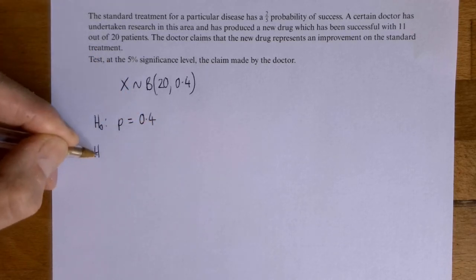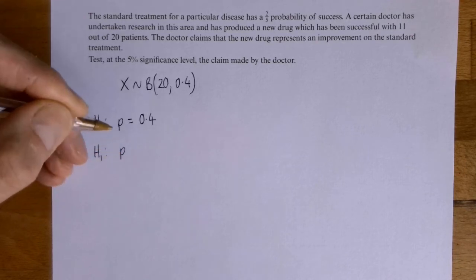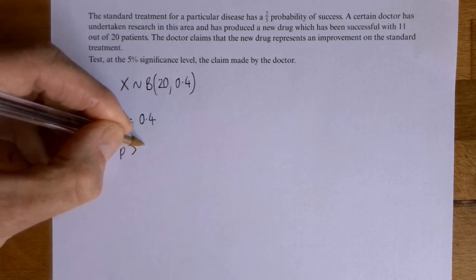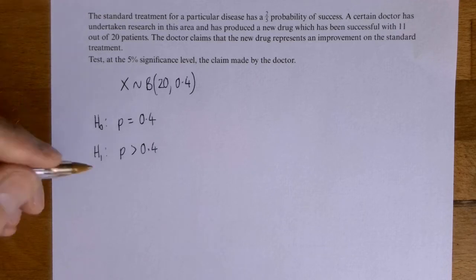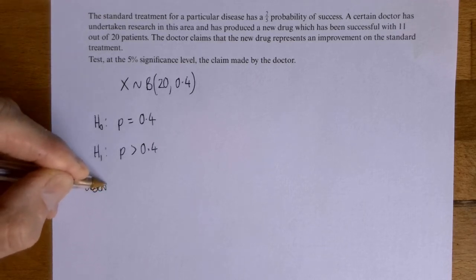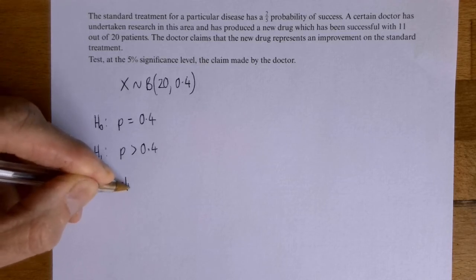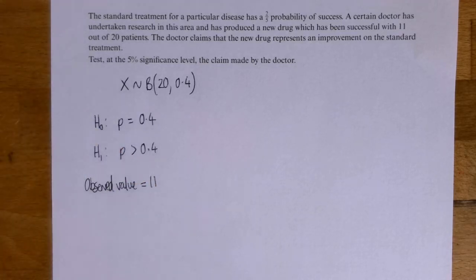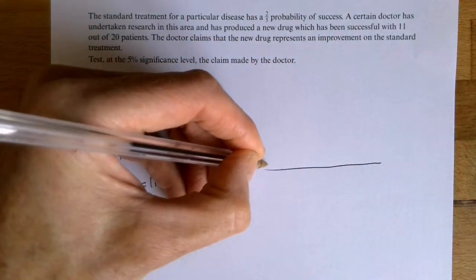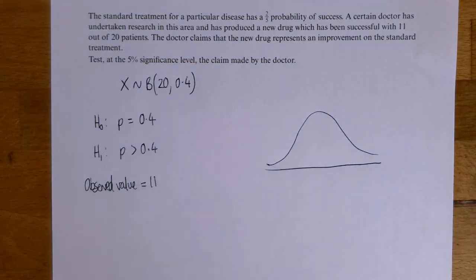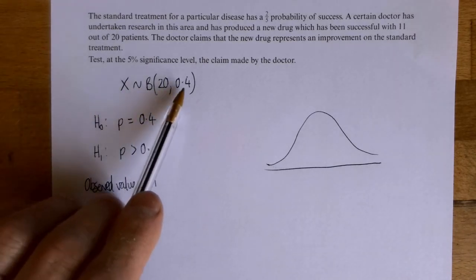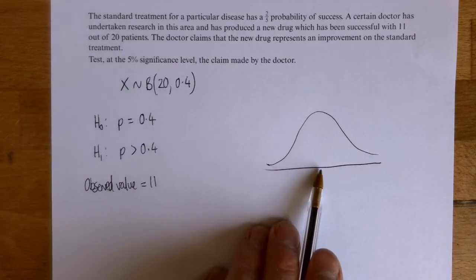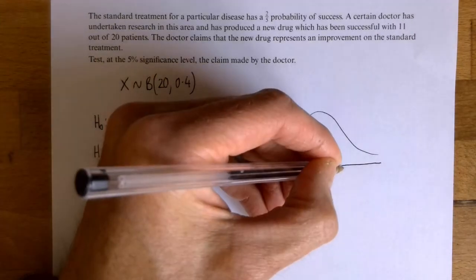But now look at this. The alternative hypothesis is that the probability is greater than 0.4, which is different to the previous example where we thought it was less than 0.4. We've got an observed value of 11. So let's sketch this on a graph. Again, we know this isn't symmetrical, but we're just doing it quickly. So 20 times 0.4 would be 8. So we know the peak is at 8. So clearly 11 is above that.